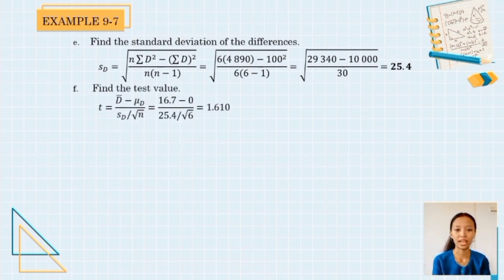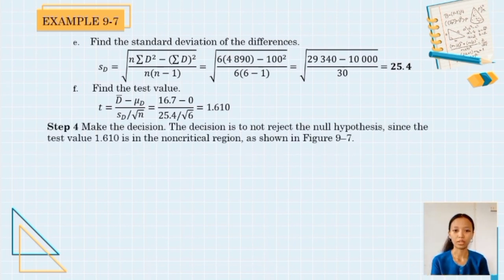Lastly is to find the test value using the formula. So 16.7 minus 0 all over 25.4 divided by the square root of 6 equals 1.610. Fourth step is to make the decision.